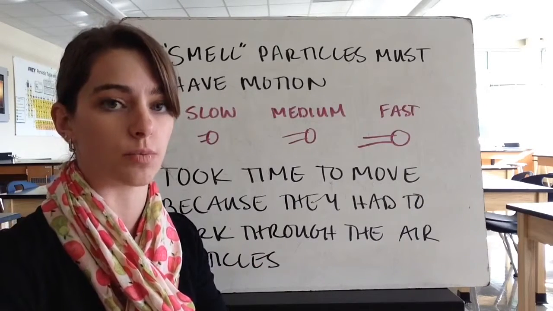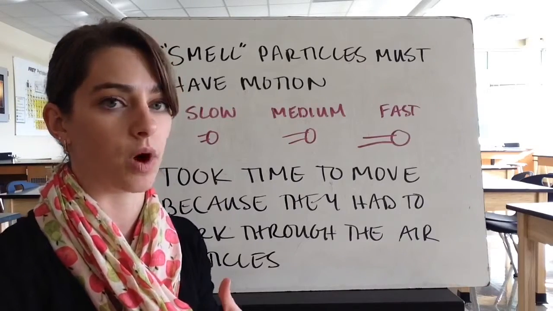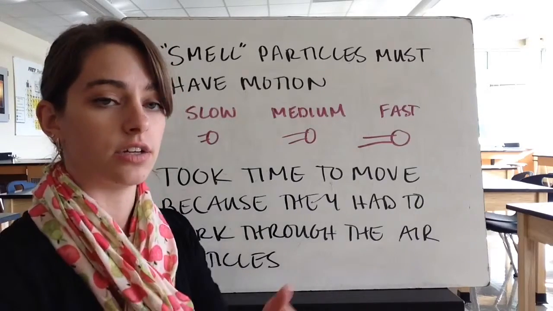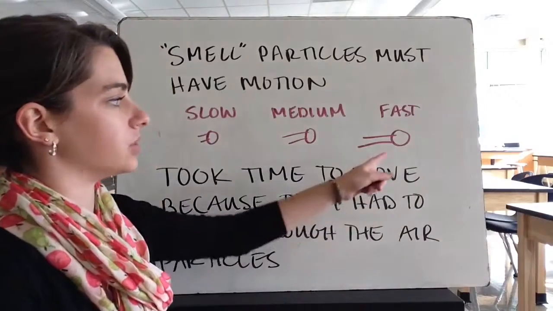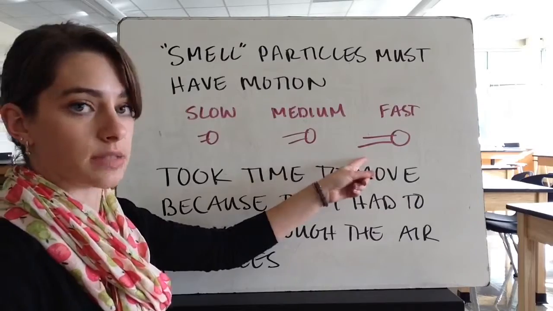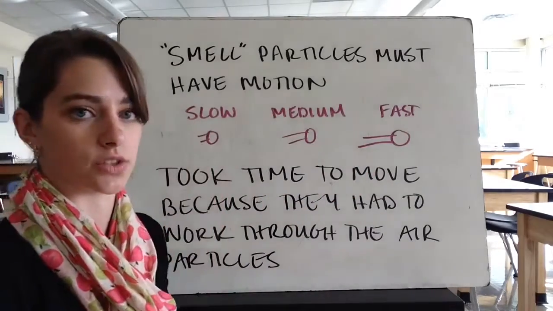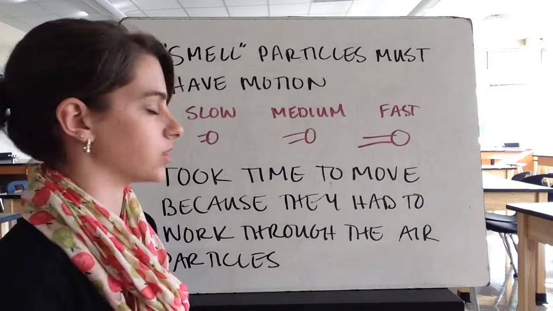What do you see in a comic book or a comic strip if someone or something is moving fast? You see long lines behind them. So when we draw fast-moving particles, we draw long whooshies or lines behind our particles. With our slow particles, we draw short little lines or short whooshies behind the particles to show that they're moving slowly.